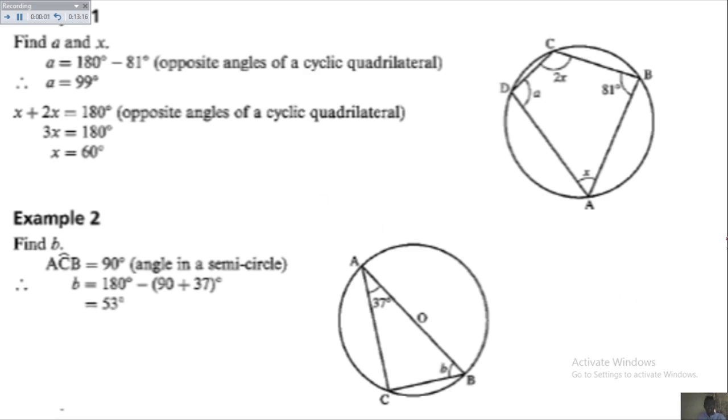This is the application locally. We have to find X and Y. This is a circle, and you have 4 angles. We call this one what?